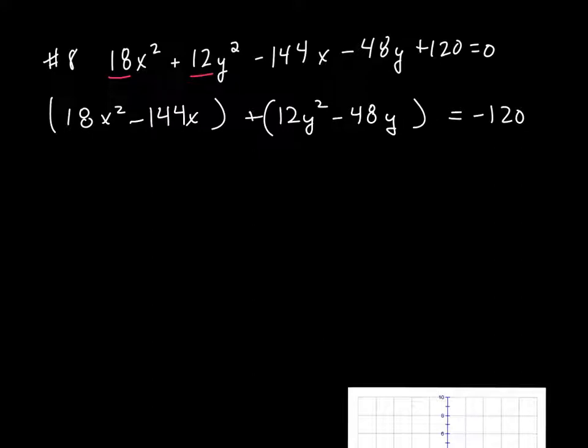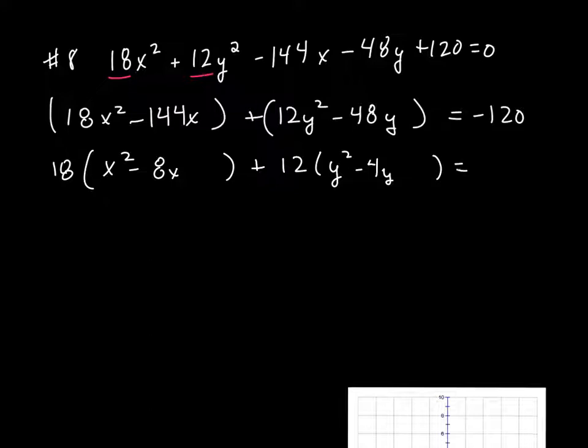So the first thing I need to do is factor out the 18. If I factor out the 18, I am left with x squared minus 8x. I'm going to leave myself a little gap here. And for the y's, I'm going to factor out the 12. When I factor out the 12, I am left with y squared minus 4y. I'll leave a little bit of room here. And that's still all equal to negative 120.